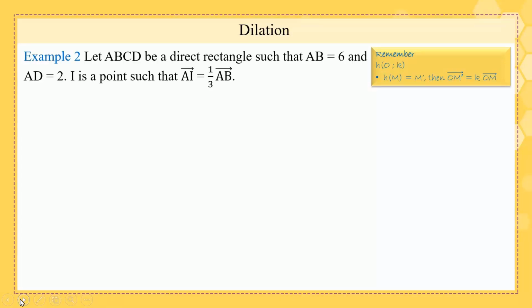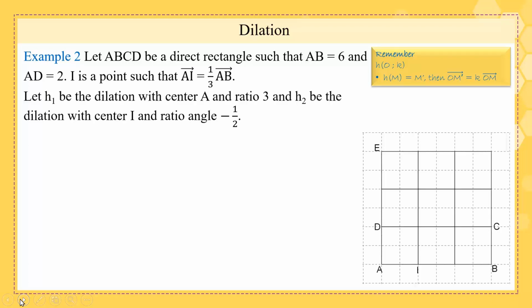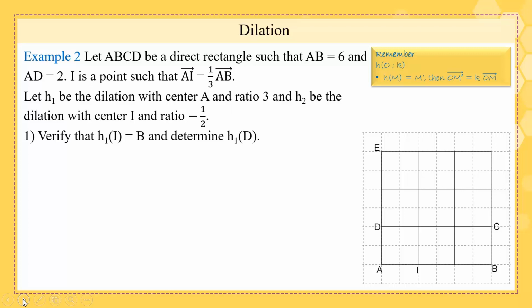Example: let ABCD be a direct rectangle such that AB equals 6 and AD equals 2. I is a point such that vector AI equals 1/3 vector AB, as you see here in the grid on the right side. Let H1 be the dilation with center A and ratio 3. So K here is 3 and the center is A. And H2 is another dilation of center I and ratio minus half. First part: verify that H1 of I equals B and determine H1 of D.